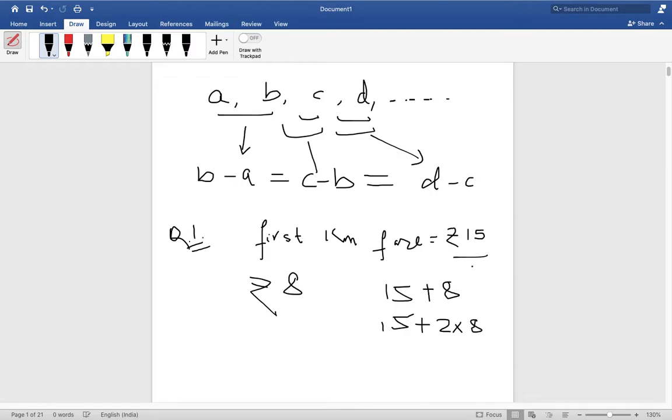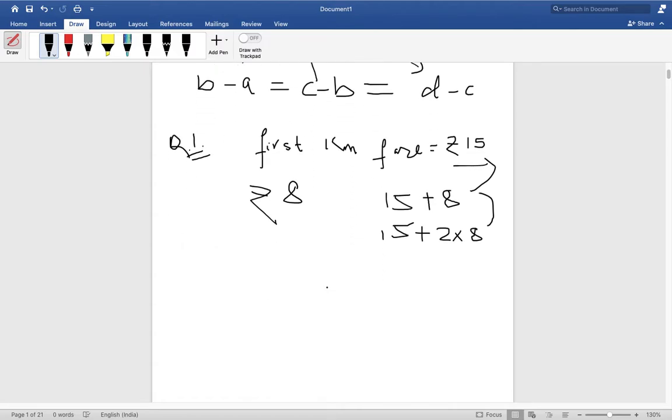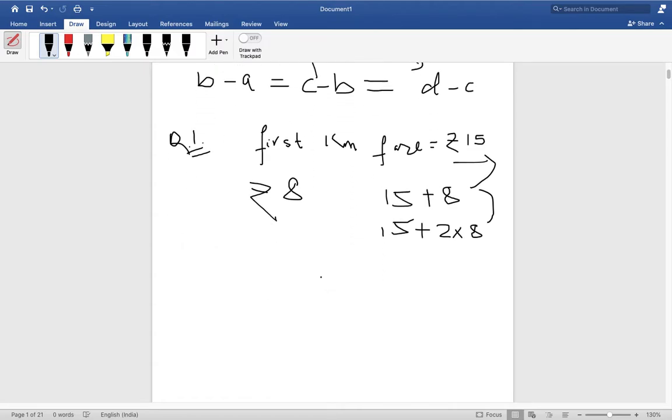Of course it is. The difference of 15 and 15 plus 8 is 8, and the difference of 15 plus 2 into 8 and 15 plus 8 is also 8. For each additional kilometer that you cover, you are paying 8 extra rupees. If you have traveled in any auto rickshaw in Mumbai, you would know that this is how they have made the fare for auto rickshaw, and it follows an arithmetic progression. So for the first part, of course, it's an arithmetic progression.